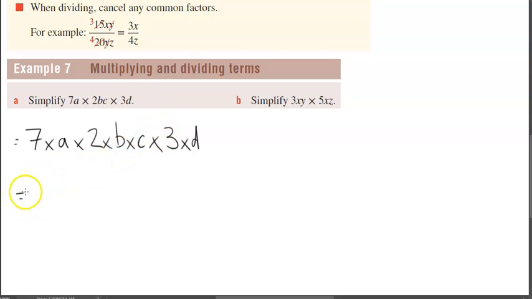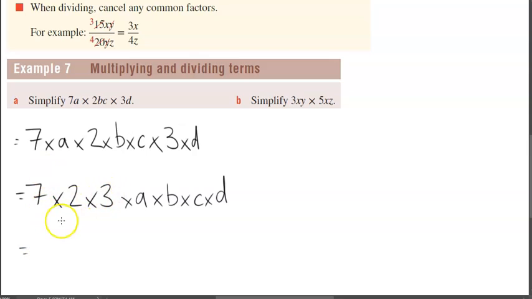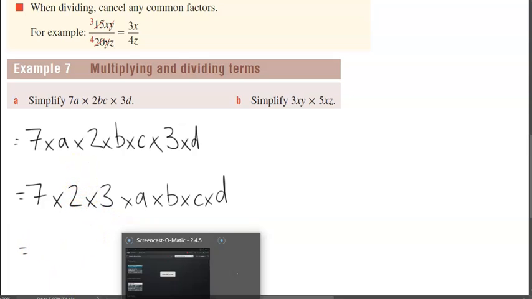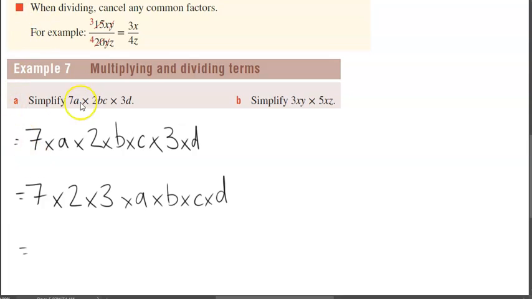The second thing is we're going to gather the numbers at the front. So 7 times 2 times 3. And this is going to be multiplied with whatever letters are tagging along at the end. A times B times C times D. 7 times 2 is 14, and then 14 times 3 is 42. So we have 42 as a number component.